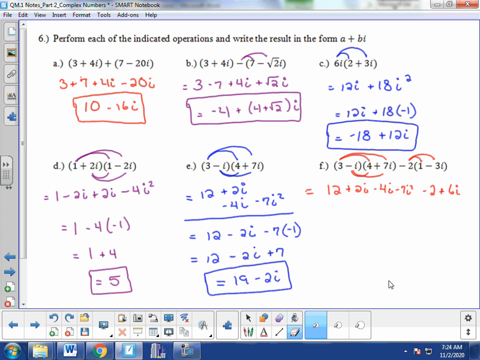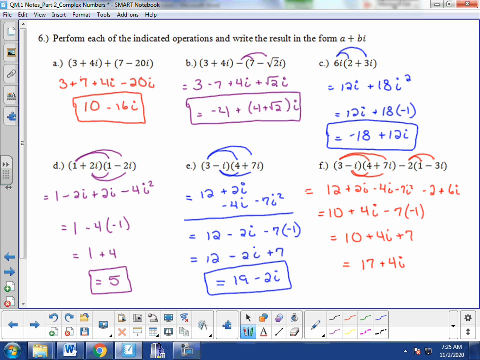12 and negative 2 would combine together to give us 10. Sorry, 21i minus 4i plus 6i. There's 3 terms with i. So we can combine all those together, and that would give us a positive 23i. Then I have this negative 7i squared, which I can replace i squared with negative 1. So this gives me 10 plus 23i plus 7. Now I can add my 10 and my 7 together to get 17 plus 23i.